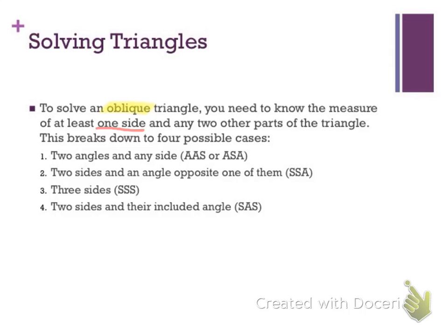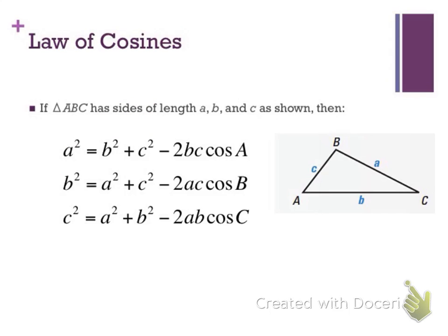And so in our first 2 cases, with the 2 angles and any side, or the 2 sides with an angle opposite one of them, those 2 worked pretty well with our law of sines, and that's what you were doing last lesson. But law of sines didn't really work with these other 2 cases, when we only know all 3 sides, or when we know 2 sides and their included angle. So these are the cases that we need a new approach for, and that new approach is called the law of cosines.